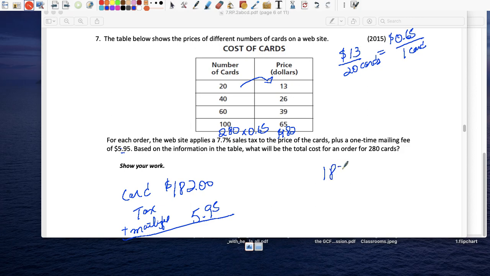Well, the tax is 182 times, what's the tax? 0.077. So 182 times 0.077, and the tax ends up being $14.01. So the tax is $14.01. Add them up, and you get a total of $201.96.